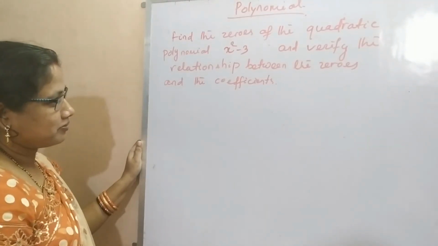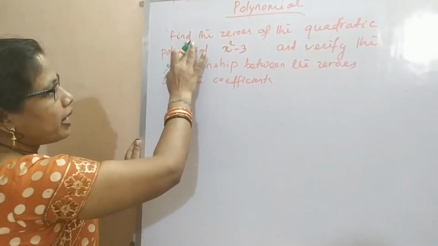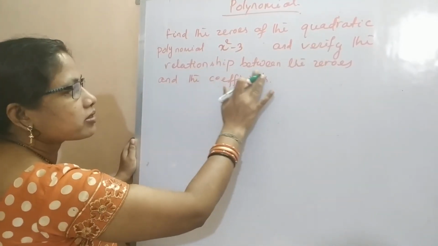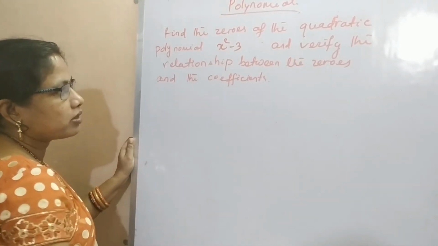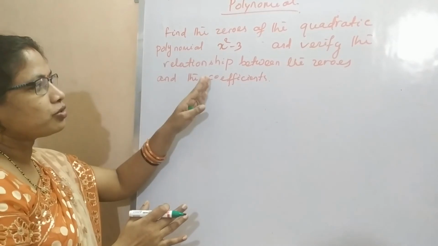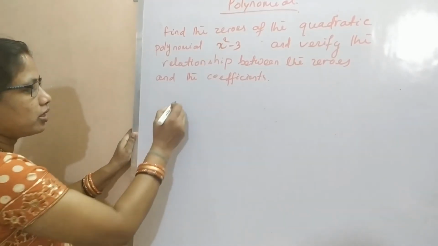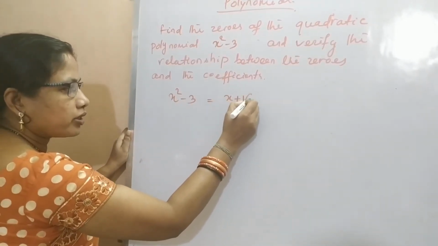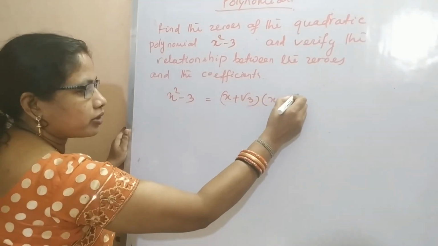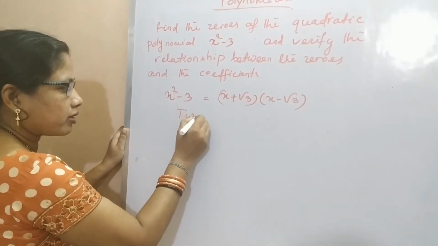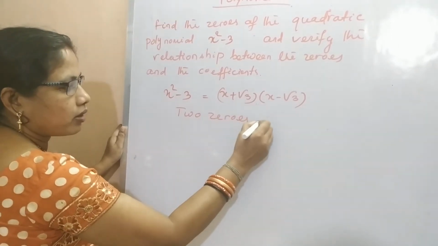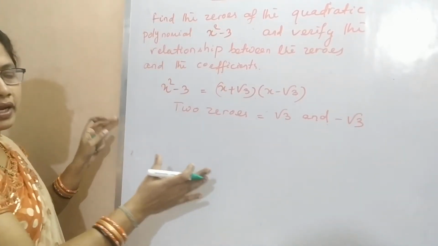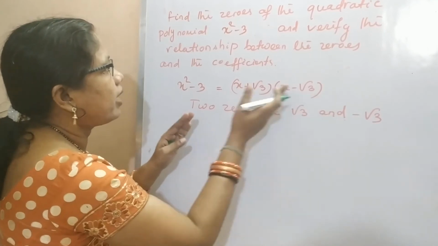So it is verified. So next example, find the zeros of the quadratic polynomial x square minus 3 and verify the relationship between the zeros and the coefficients. So first we have to find the zeros of the quadratic polynomial x square minus 3. So x square minus 3 can be written as x plus root 3 whole into x minus root 3. So the two zeros are root 3 and minus root 3.